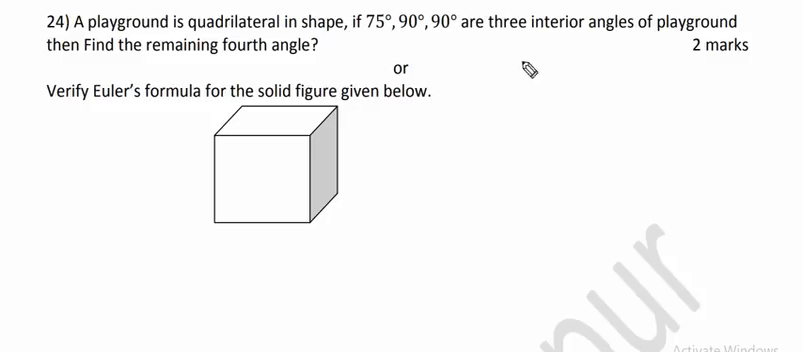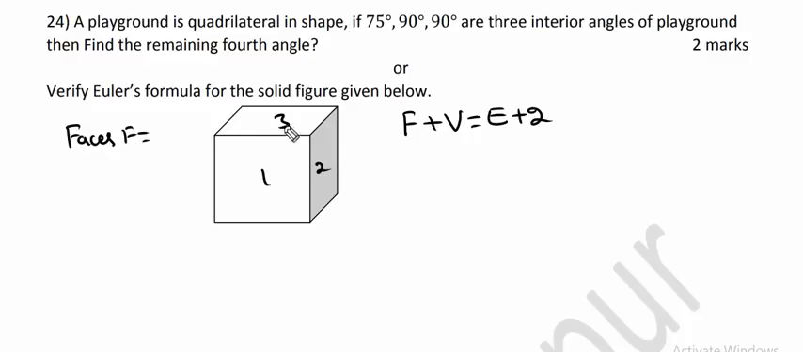Next we have to move to the next one. Verify Euler's formula for this solid figure. So for verifying Euler's formula we have to write F plus V is equal to E plus 2, that is Euler's formula. In this, F is faces. Here, value of F: 1, 2, 3, behind 4, and side ones 5, and bottom is 6. Totally faces are 6.